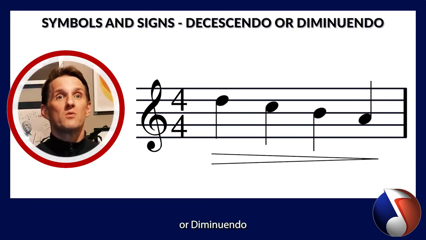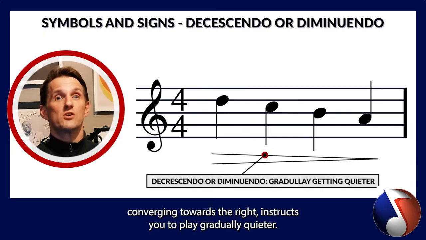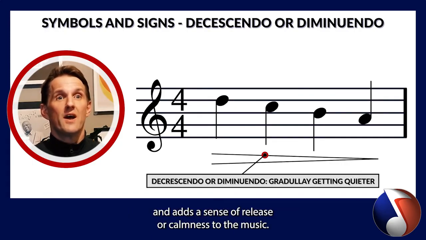The decrescendo or diminuendo symbol, represented by two horizontal lines converging towards the right, instructs you to play gradually quieter. It eases the musical tension and adds a sense of release or calmness to the music.